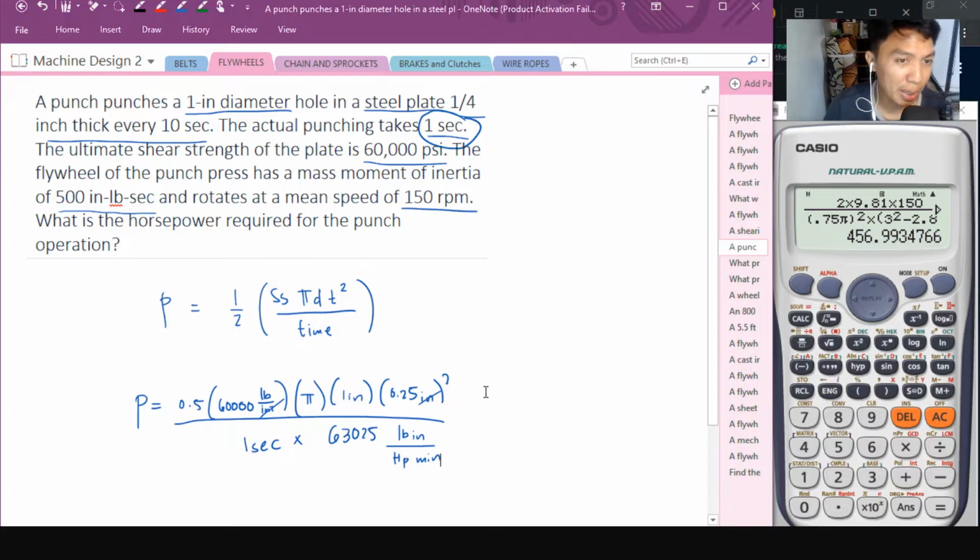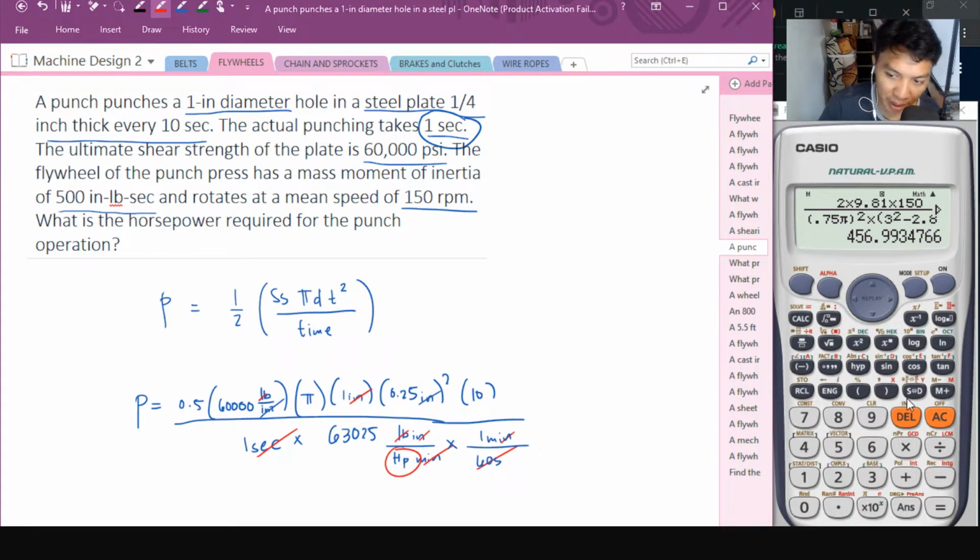So, bibilangin mo yung holes na ginawa niya. So, actual punching takes 1 second. Pero, every 10 seconds, nagpa-punch. Ilang holes yun? So, 10 holes. 10 holes ang magagawa niya. Ngayon, ano yung power? Total power na makukuha natin dito. So, meron kang 1 second. Di-divide mo na lang ng 60 seconds. 1 minute. Cancel all the same units. Yung pound, yung inch, yung seconds, yung minute ang natira is HP.